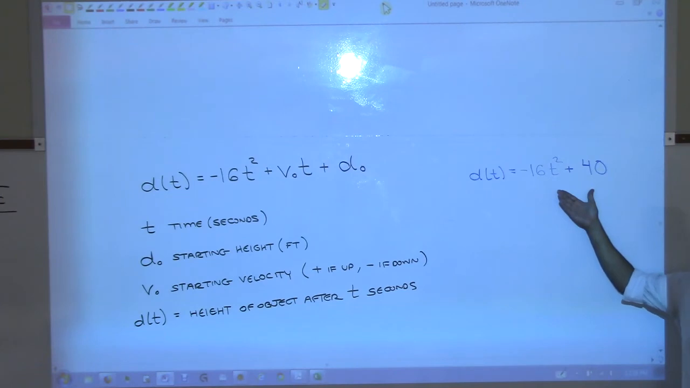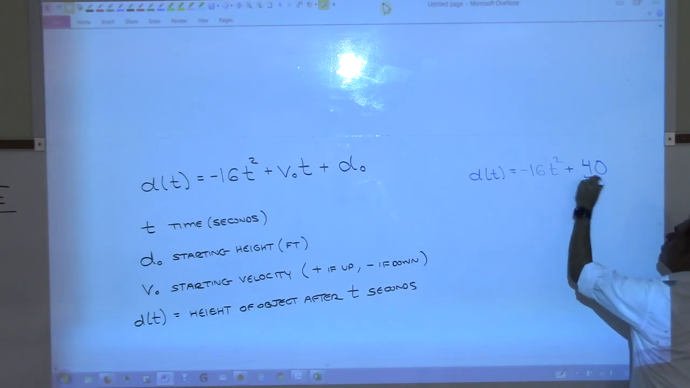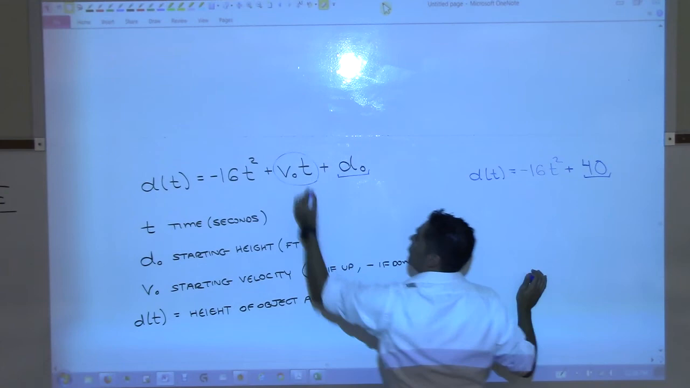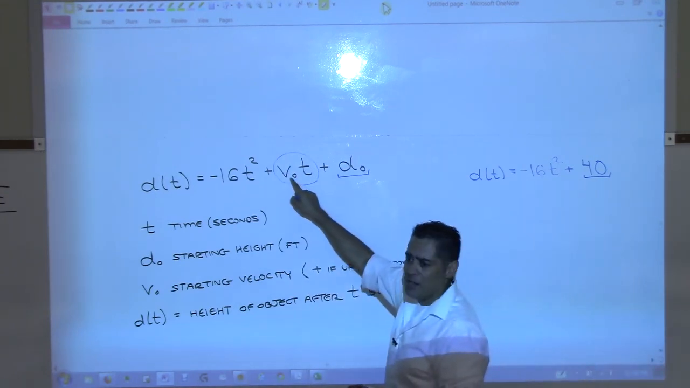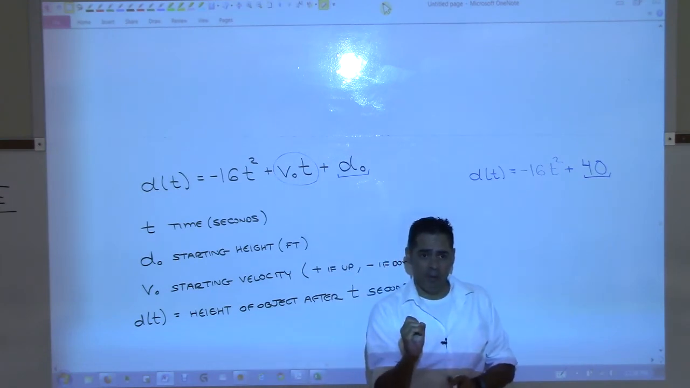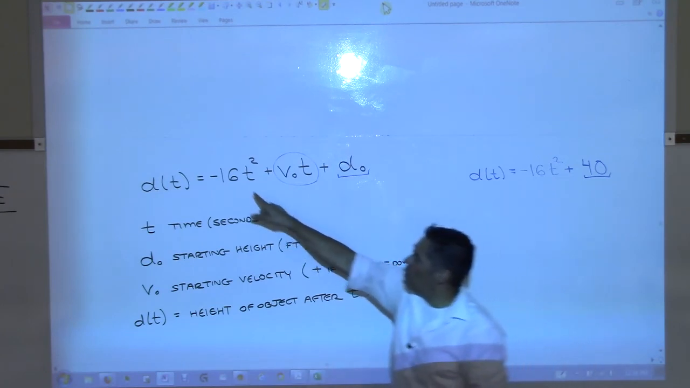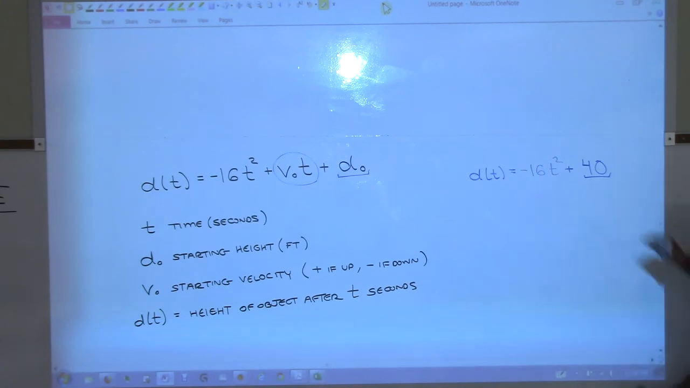It's falling, but it started 40 feet high, right? This object is starting at 40 feet high. This is the number by itself, right? Now, do I have a t term in this formula? No. Which means my initial velocity, my starting velocity, is zero, right? Which means I'm just dropping it. Okay? I'm just letting it go. And then this part's always here. So this is just me dropping an object from 40 feet high. This formula will tell me how far it's gone or how high it is after t seconds. So what would be the height of this object after 1 second?